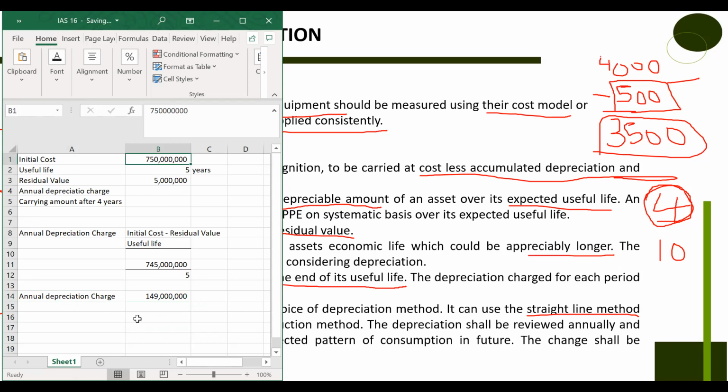So let's quickly do something so that we can explain more. The second question has us to do what? What is the carrying amount after 4 years? So let's do it like this. Initial cost. Initial cost is how much? 750,000 naira. Our annual depreciation charge is how much? Stay with me.